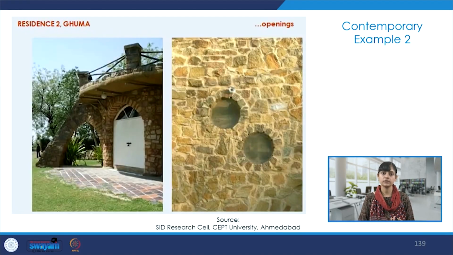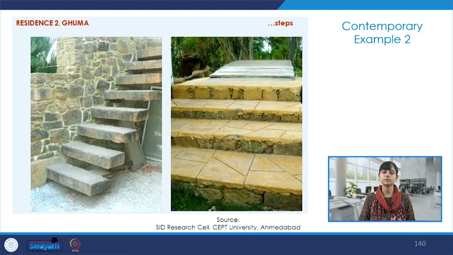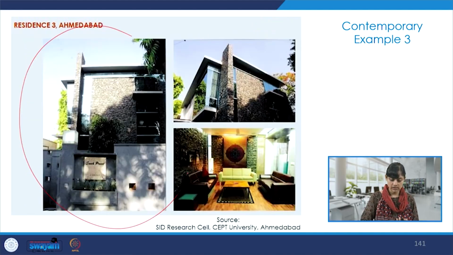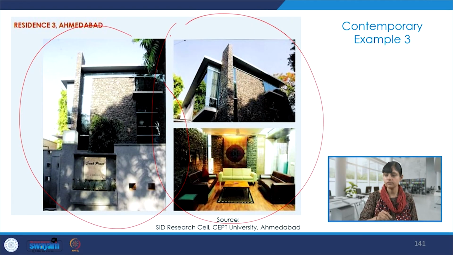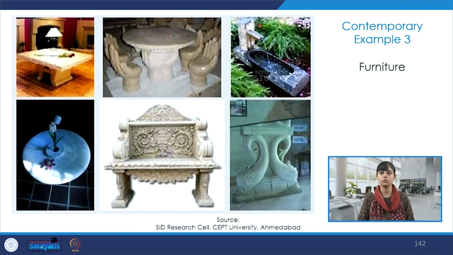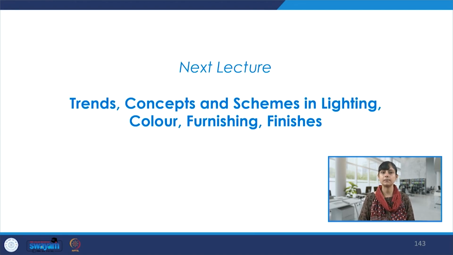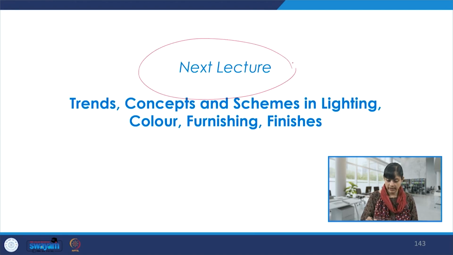So this is another one which is also a residence. And this is another one that we see, and we see all the examples of space-making elements that we were talking about. Then the furniture, of course, we talked a lot about furniture and what could be the contemporary examples from furniture. So next we are going to talk about trends, concepts and schemes in lighting, color, furnishing and finishes, which are very, very important for interior architecture projects.